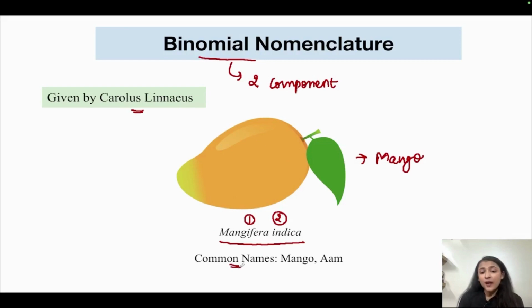Now the common names of mango are, one is mango itself, the second is aam. It is called aam in Hindi. In English, it is known as mango. So Mangifera indica is the scientific name. If you go to any country, anywhere, be it any region, everyone will know Mangifera indica, but people might not know this is known as aam. Only Indians would know it is called aam. And mango, some other group of people might know, but Mangifera indica would be known to each and every individual all over the world.